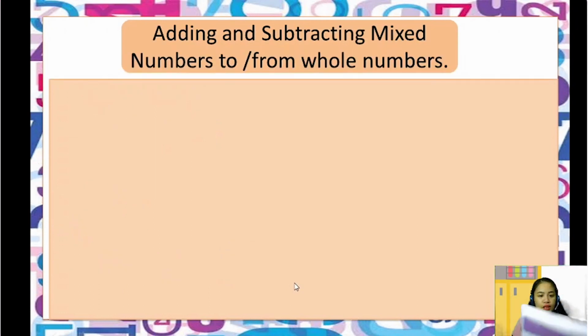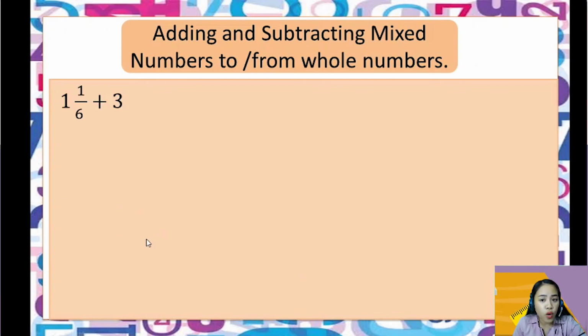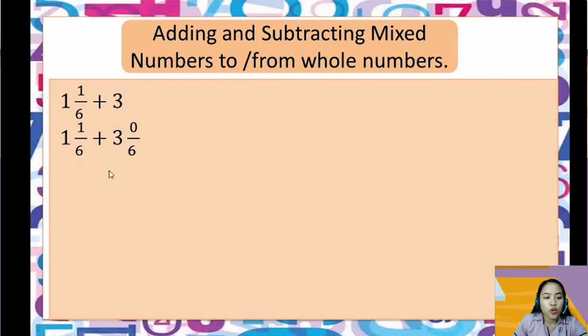Next. Adding and subtracting mixed numbers to or from whole numbers. Okay. The first example, we have 1 and 1/6 plus 3. Ma'am, paano na to? Bakit walang fraction yung 3? Madali lang yan. So, 1 and 1 over 6 plus 3 and 0 over 6. Imagine na lang natin na may kasama si 3 na fraction din, kaya lang 0.